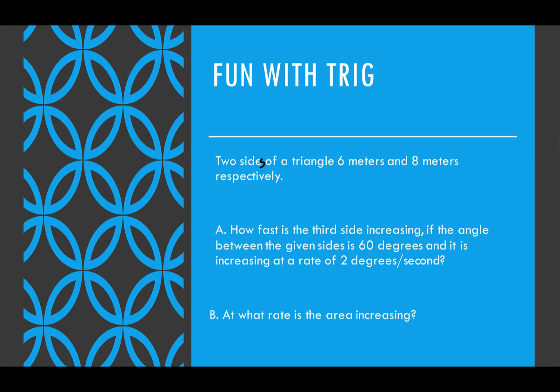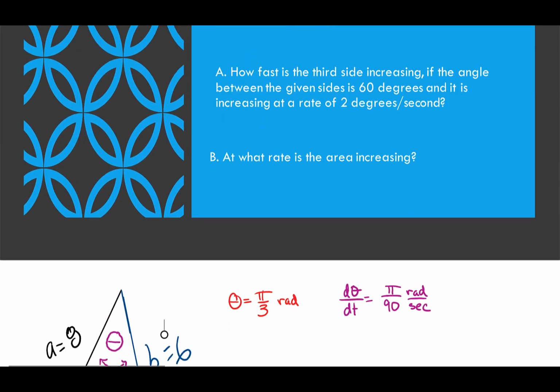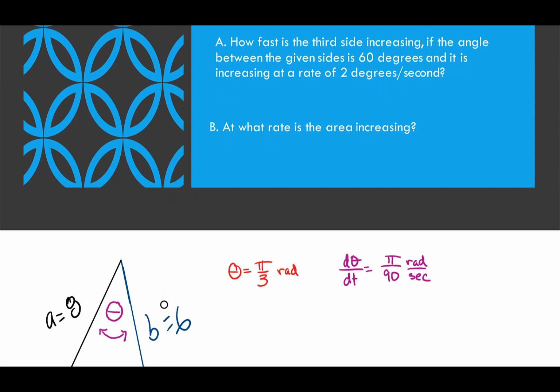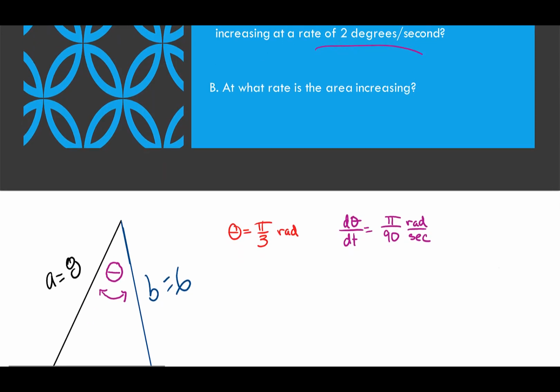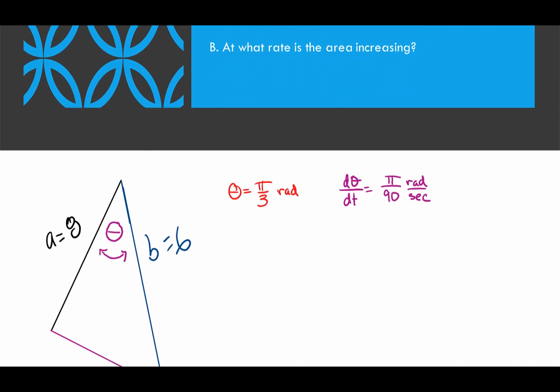So now we want to say, at what rate is the area increasing? So we still have these situations right here: the angle theta, when we get to pi over 3 radians, we're going to want to know what is the rate at which the area is increasing. And then we also have the fact that the change in the angle was 2 degrees per second, but we converted that into pi over 90 radians per second in the previous example. So we have this information already. So now we want to just get into it. At what rate is the area increasing?